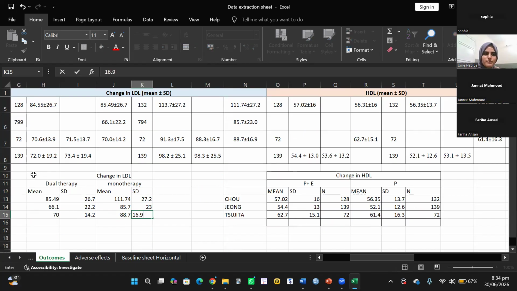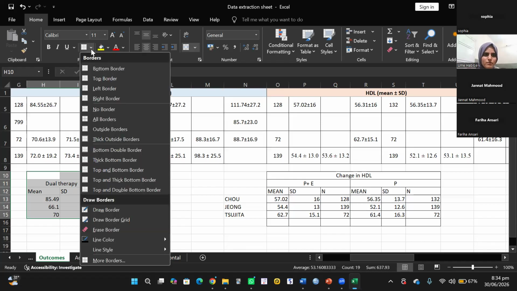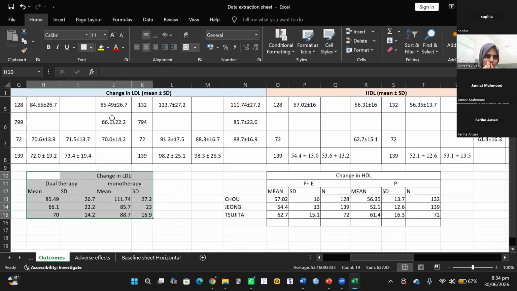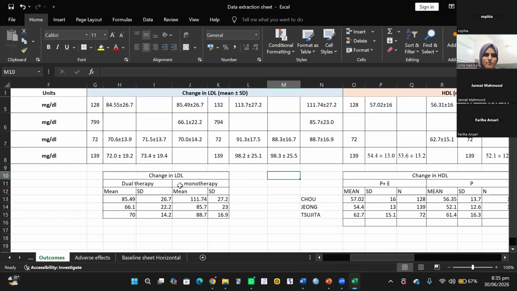Right. So what I'm going to do is make it look a bit prettier. I'm going to outline them. Right? So now it's a prettier table, right? And maybe I can merge these as well, so my outcome is in the center. See, now it looks much more pleasant to look at.